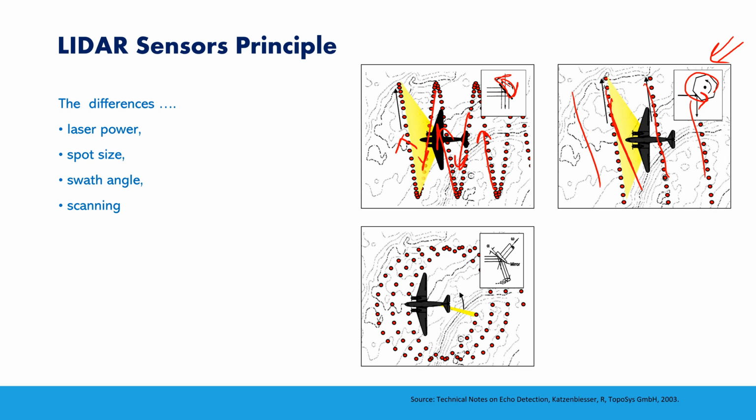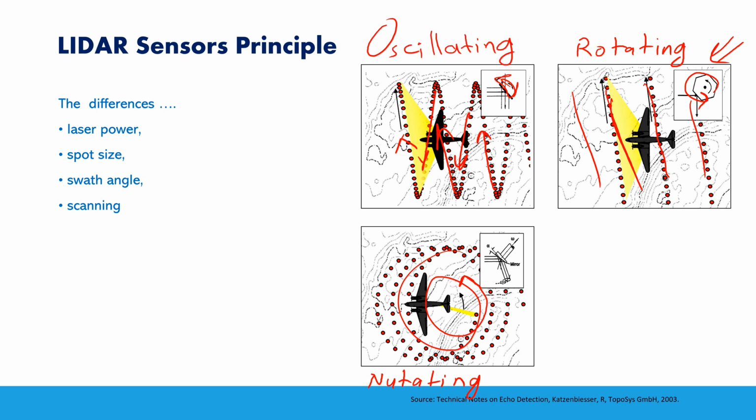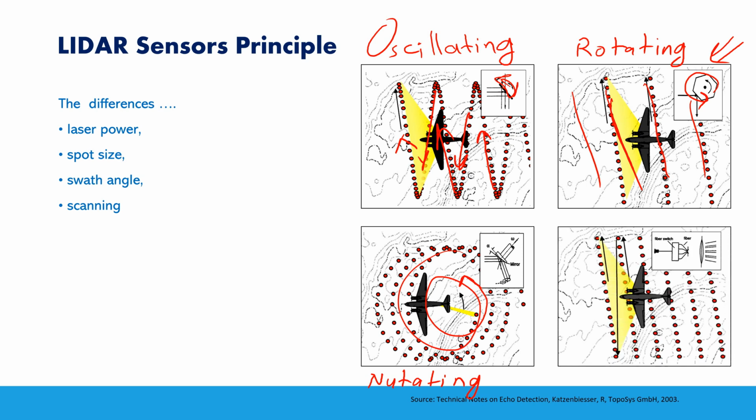So this is called rotating scanning mechanism. And also we have nutating or palmer scanning mechanism, this one here. So the scanning pattern is like circles. So this is a rotating scanning mechanism. And this is oscillating scanning mechanism. And finally, we have the fiber scanning mechanism, as you can see here.